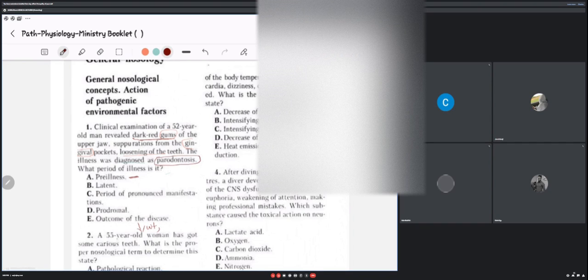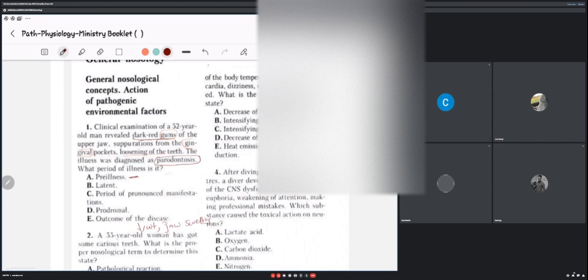Obviously, if there are pains and pus on the gums and loosening of the teeth, the person will have difficulty in eating, right? As you have difficulty in eating, you won't have enough food, and before you know it, you start to lose weight. So the loss of weight can be the outcome of this condition. Then another outcome can be, okay, there's dark red gums, there's suppuration, maybe jaw swelling. Yes, that could be an outcome again.